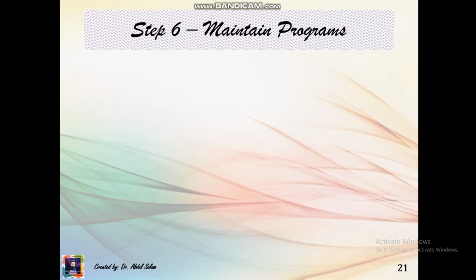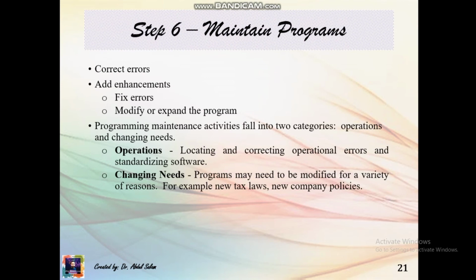The last step is maintain a program. Correct errors, add enhancements which are needed in the program, fix errors, modify or expand the program. The programming maintenance activities fall into two categories: operations and changing needs. Operations: locating and correcting operational errors and standardizing software. Changing needs: programs may need to be modified for a variety of reasons, for example, new tax laws and new company policies.